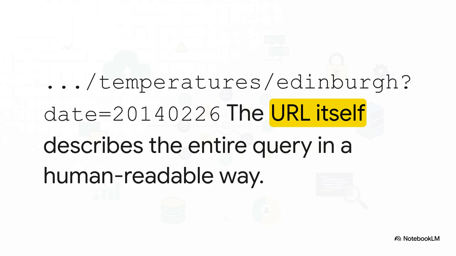I mean, just look at this URL. It's not some cryptic code. It tells you exactly what it's doing. We're getting temperatures for Edinburgh on a specific date. The entire question is just right there in the address. The URL itself becomes the command.